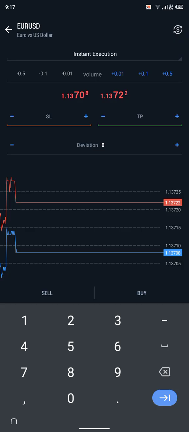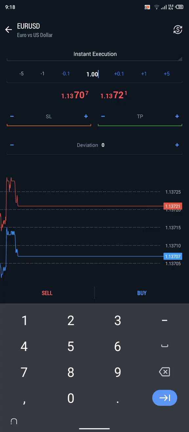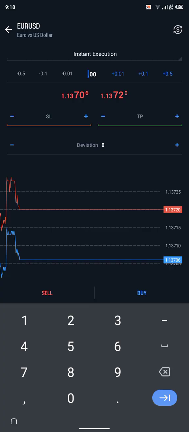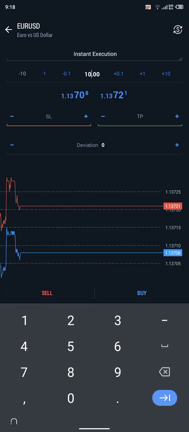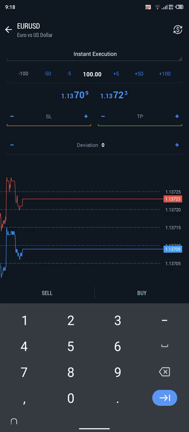Then for a standard lot, if I'm using a 1.00 standard lot, I'm basically saying for each price movement, that price goes in my favor or against me, I'm going to be making or losing $10. So if I'm using 2.00, that's $20. If it's 5.00, that's $50. If it's 10.00, that is $100. If it's 100.00, that's $1,000 per each movement.